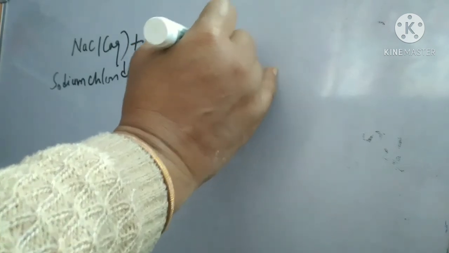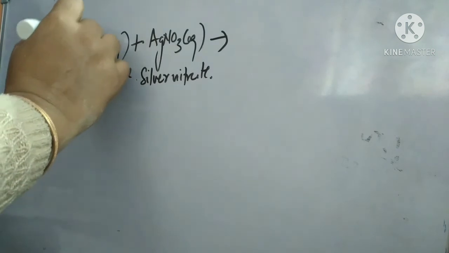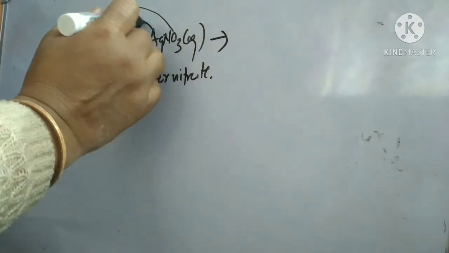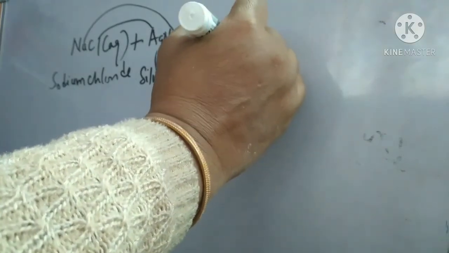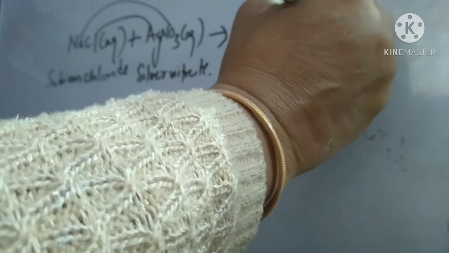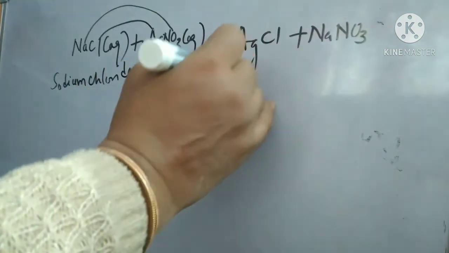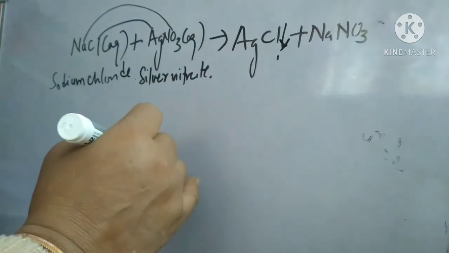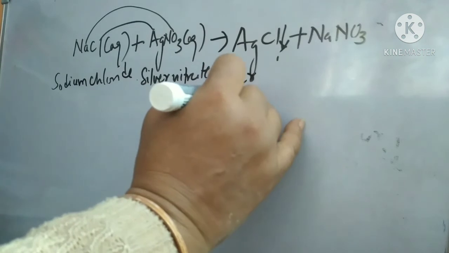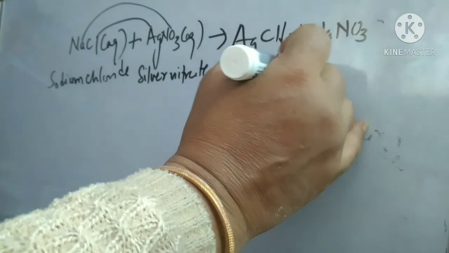They will react to give, see here the exchange of radicals takes place. Sodium will be forming compound with nitrate and silver with chloride. So silver chloride plus sodium nitrate. So this is a precipitate, silver chloride plus sodium nitrate.